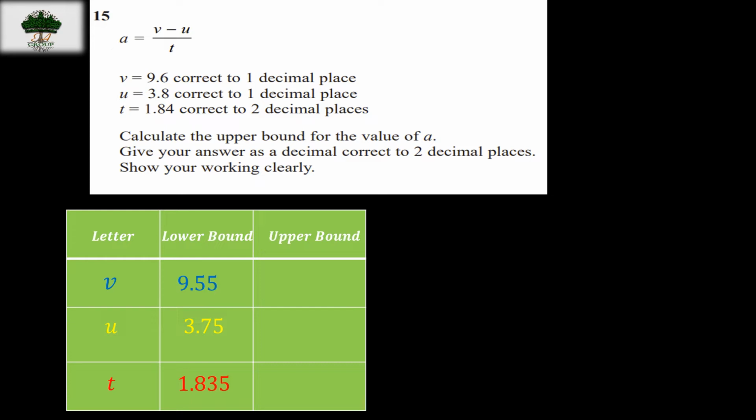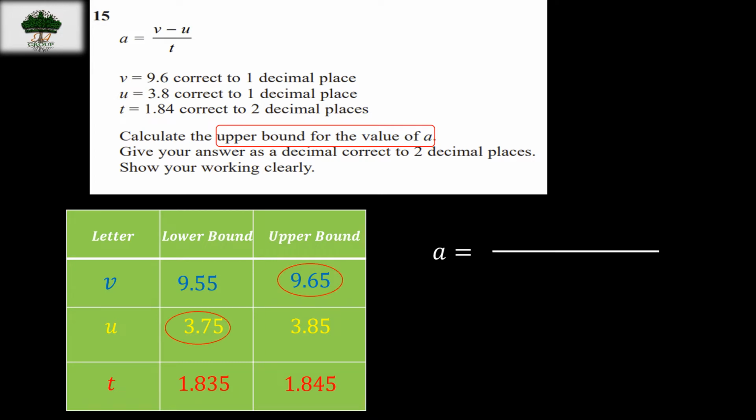Now, the upper bound, we will add 0.05 for each of V and U, and we will add 0.005 for T. So we will have these three numbers, 9.65 for V, 3.85 for U, and 1.845 for T. Now, we need the upper bound for the value of A. So we need the highest value of the numerator and the lowest value of the denominator. So that means we need to subtract the upper bound of V minus the lower bound of U. So we will subtract these two numbers, 9.65 minus 3.75.